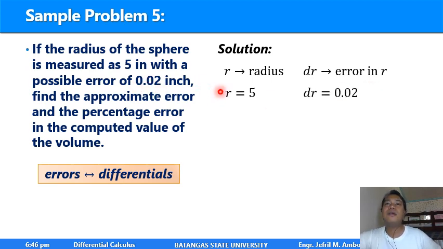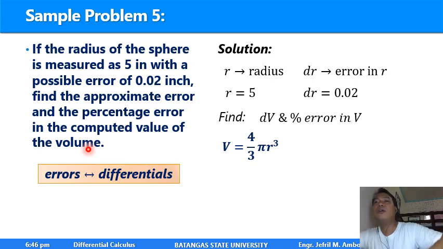Okay, so what are we looking for now? The approximate error in the computed volume, and also the percentage error in the computed volume. So, let us first find the error in the computed volume. How do we represent that? Remember, an error can be represented in terms of differentials. Error in what quantity? Volume. So, if the volume is V, the error in the volume is dV, right?